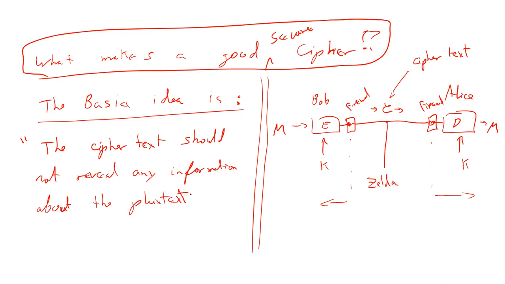It sounds kind of trivially easy, right, to say that, but it's true. It's definitely true, right? The ciphertext, which is C, should not reveal any information about the plain text. So if you have C, which Zelda could get, she should not be able to infer M from it. And so that's the original or the basic idea that you want to have. So the question is, how do you measure that? Is there some kind of a metric, some kind of an approach?